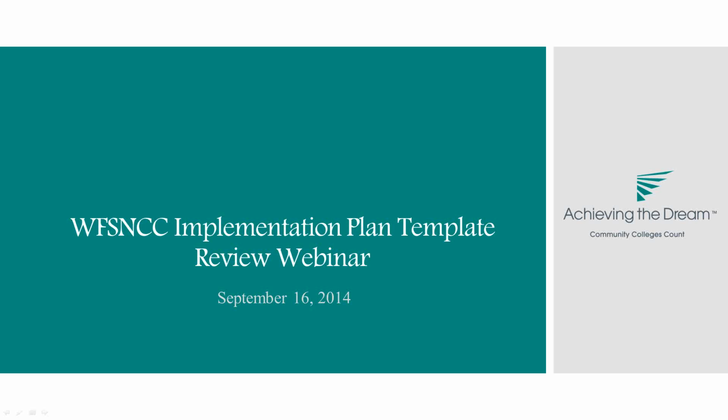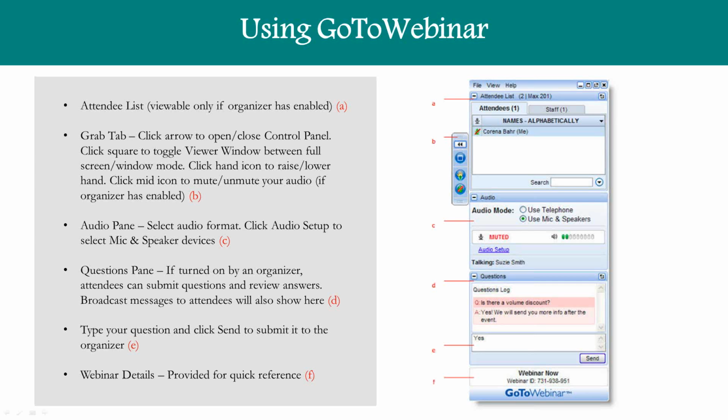I just want to take the first few minutes to go over how to use GoToWebinar technology. In particular, I'm going to show you some features that allow us to make the presentation more interactive. You should see a control panel pictured on your screen right now. If you don't, it's because you've minimized it, and you can pull it back out by going to the Grab tab, pictured as Figure B on the slide, which hides and shows the control panel. There's also an attendee list, which is Figure A, where you can see all of the participants on the call.